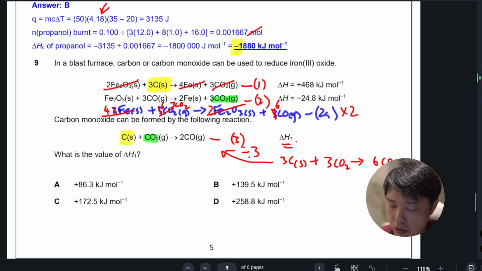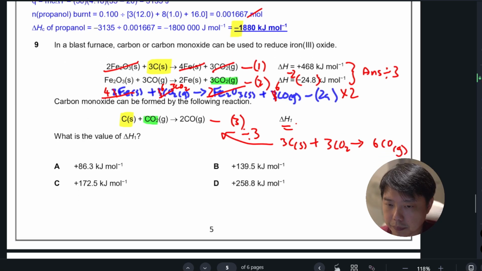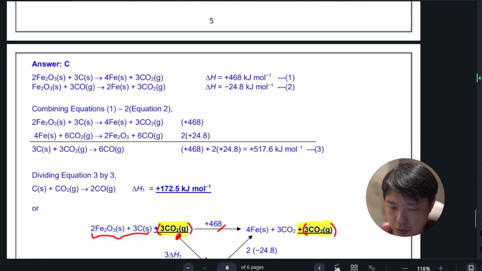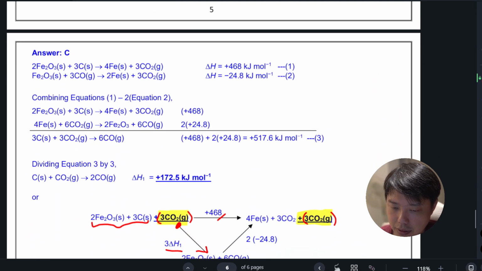Okay, so your manipulation is fairly simple. All you need to do is to just reverse the second enthalpy, reverse and multiply by 2. Then you add up their enthalpies. The final answer, you just need to divide it by 3. Then you get your delta H1, which is what the work solution actually did.